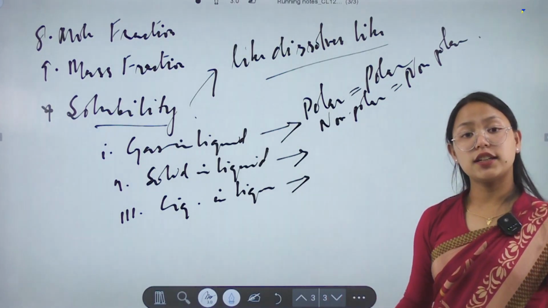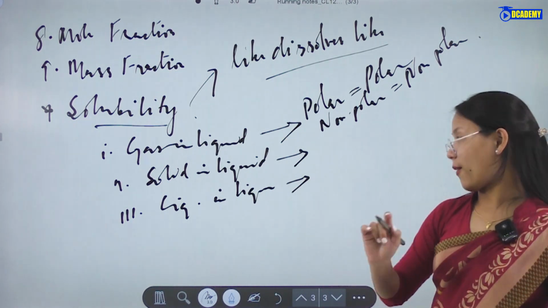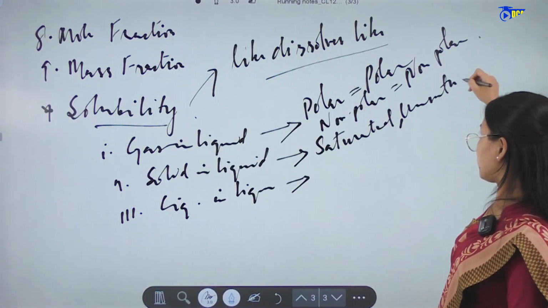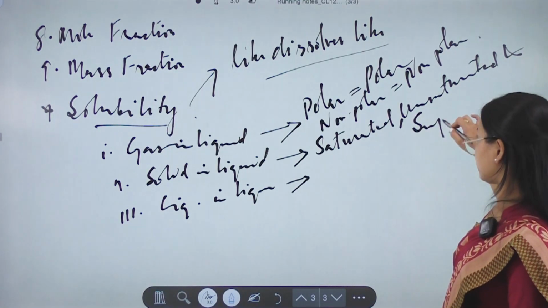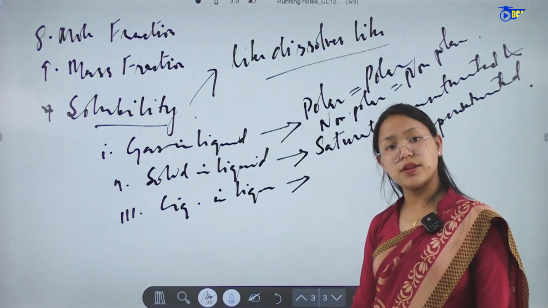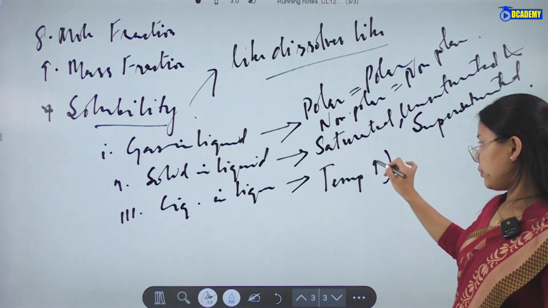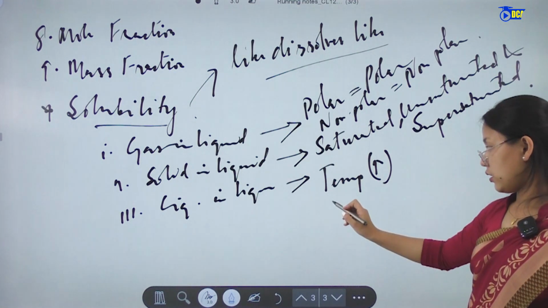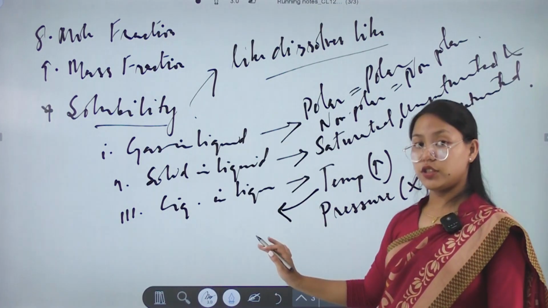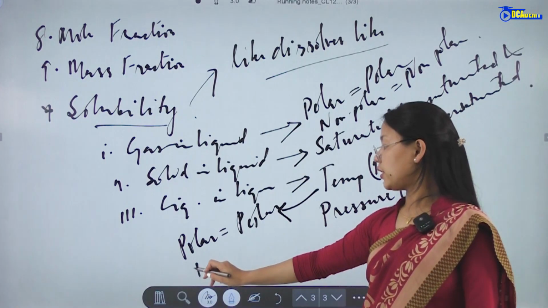Then for solid in liquid, the solution can be saturated, unsaturated, and super saturated. For liquid in liquid, solubility depends on temperature increase, but it does not depend on pressure. Here too, a polar solvent dissolves a polar solute, and a non-polar solvent dissolves a non-polar solute.